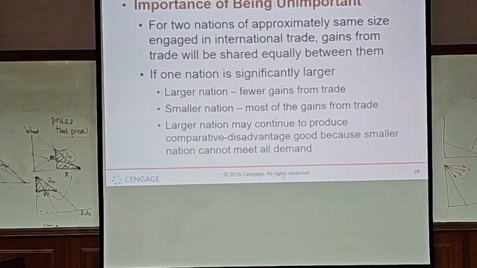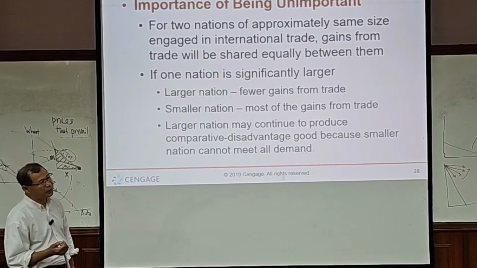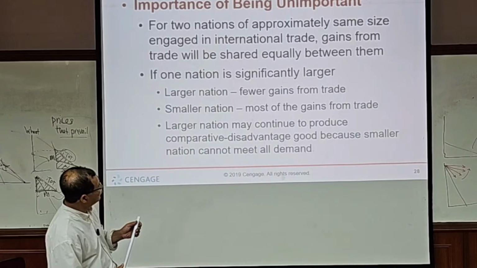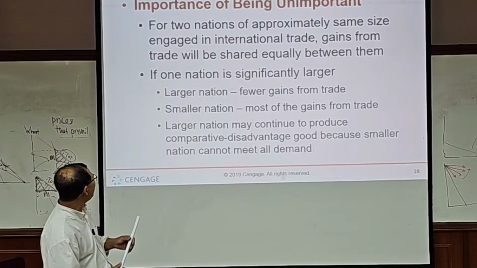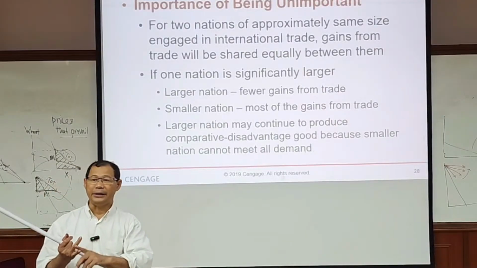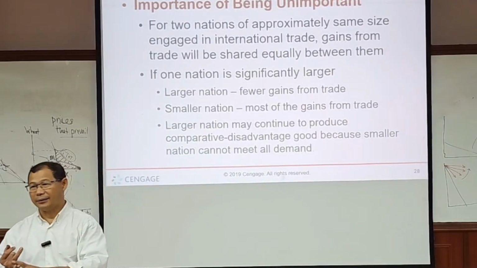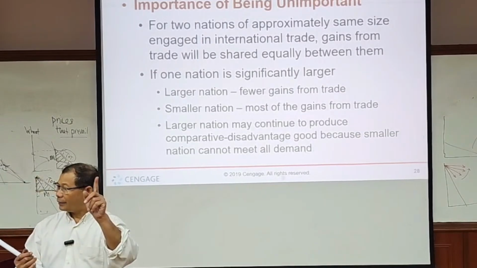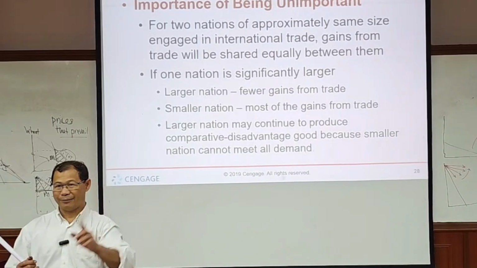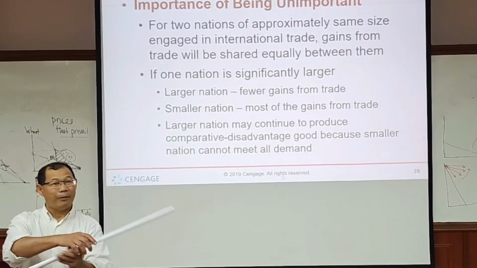Okay. Now next is a new subject: the importance of being unimportant. For two nations of approximately the same size engaged in international trade, gains from trade will increase production and, more importantly, increase consumption. The benefit will be equally shared if they are the same size.